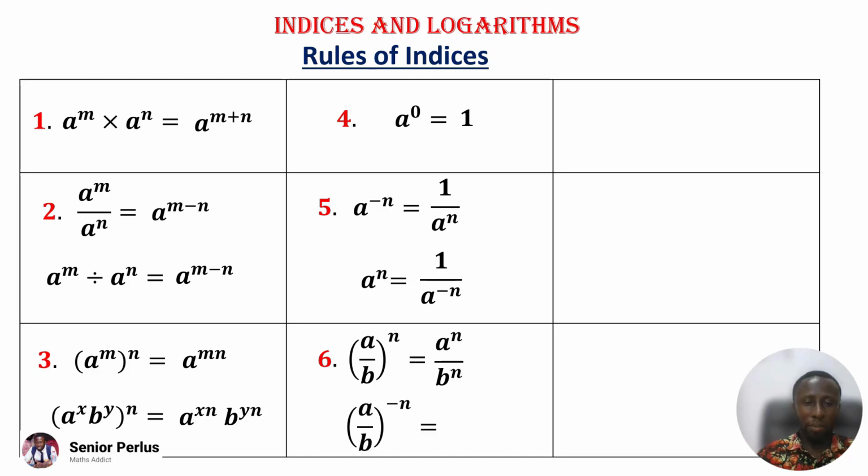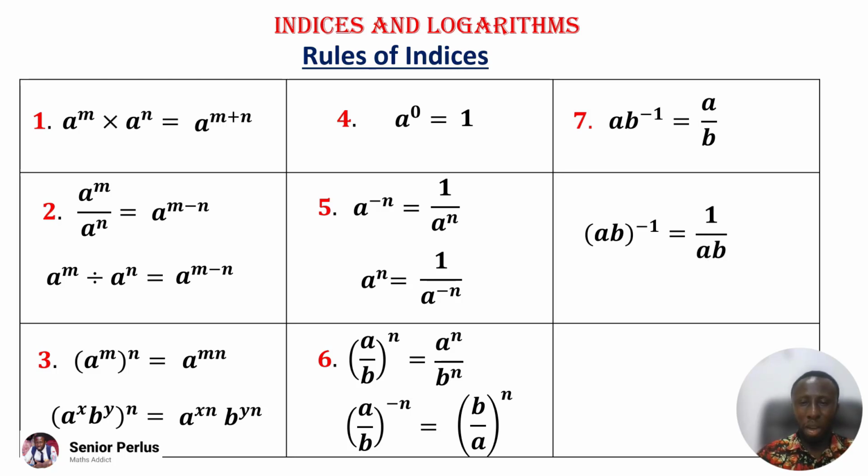Then we have this, and we just saw some working on it. Then we conclude that it is the reciprocal: b out of a, all in brackets to the power n. Then this one says that a times b to the power minus 1 can be written as a on b. Then for this one, the power is being affected by all of them, so this one is 1 on a times b.